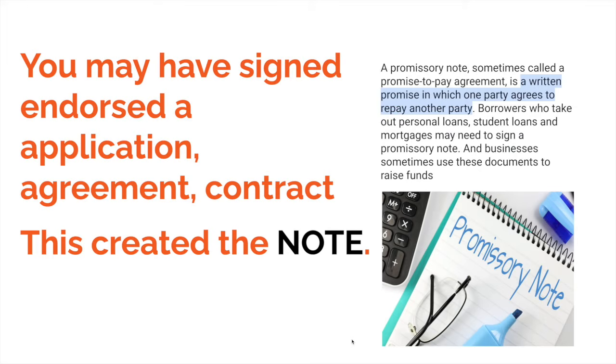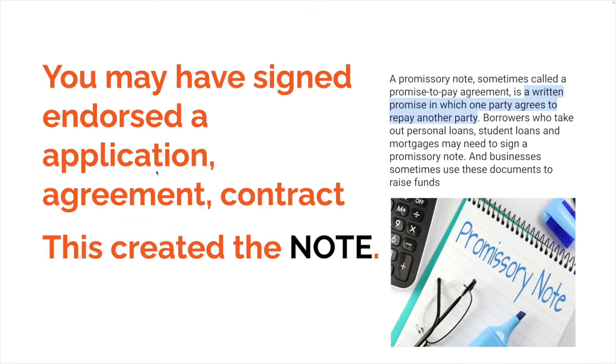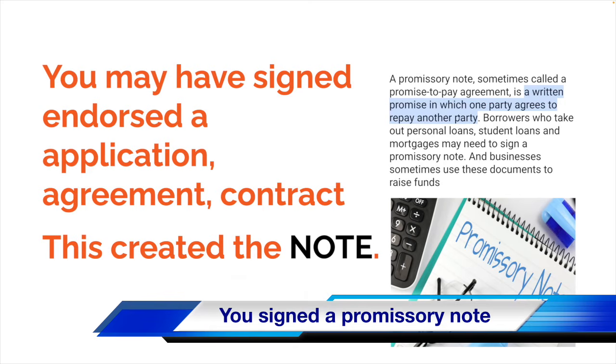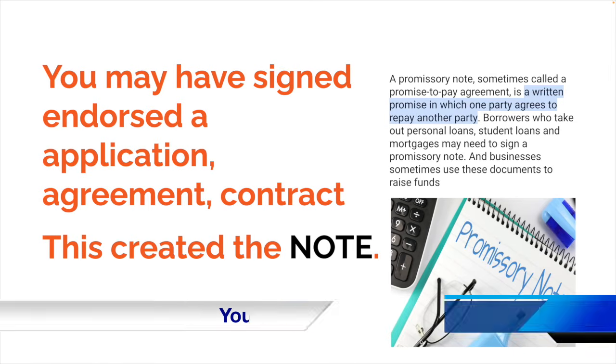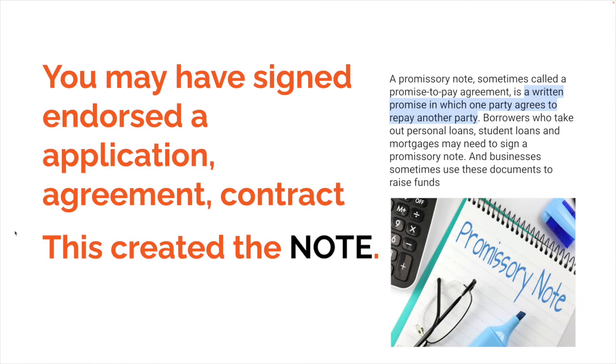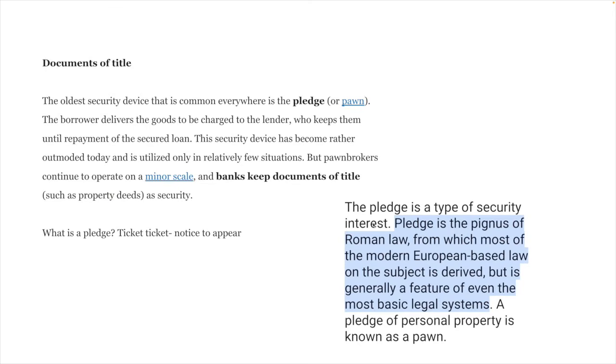So you may have signed, endorsed an application, agreement, or contract. This created the promissory note. The promissory note, sometimes called a promise to pay agreement, is a written promise in which one party agrees to repay another. Borrowers who take out personal loans, student loans, or mortgages need to sign a promissory note. As soon as you sign it, they just take it, securitize it, and sell it on the secondary markets.